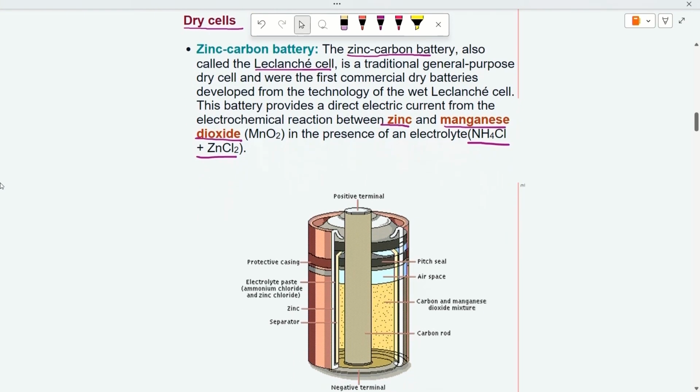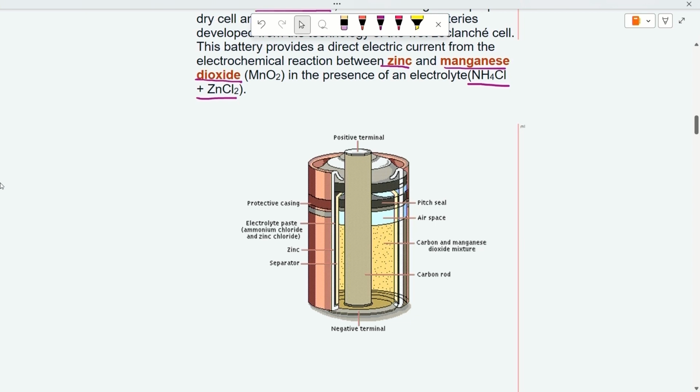Okay. Now, here there is a picture of the cross section of a battery in which we have the negative terminal, which will be a zinc metal. The positive terminal is usually a carbon rod, because to conduct, carbon in the sense it is graphite, the carbon rod will be acting as the positive terminal, which is in contact with the carbon and manganese dioxide mixture. Here manganese dioxide is acting as the cathode. Okay.